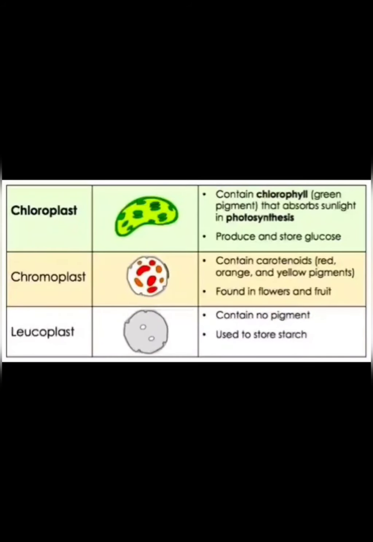As you can see from the picture itself, chloroplasts are generally green colored structures. They contain a green color pigment called chlorophyll. And this chlorophyll is very important for the process called photosynthesis. The next one is chromoplast. Chromoplasts are generally colored plastids. They give the yellow, orange and red color to fruits, flowers, etc.